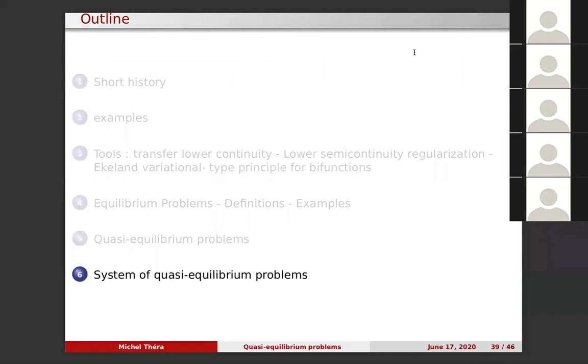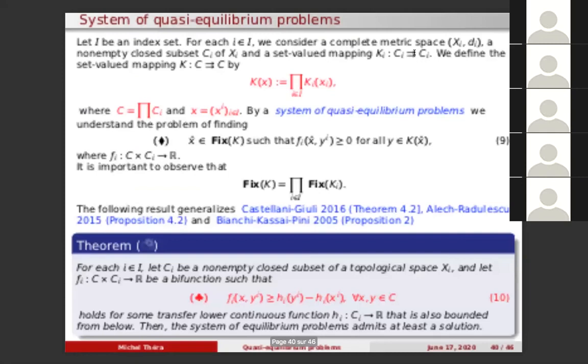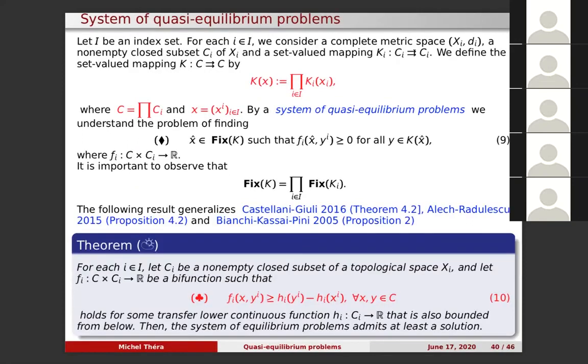And finally, I will finish with systems of quasi-equilibrium problems. Now, if I is an index set, we consider a complete metric space X, a non-empty family indexed by I of non-empty closed subsets Ci, a family of set-valued mappings Ki from Ci to Ci, and we define the set-valued mapping K from C to C by setting K of x as the product of the Ki of xi. C is the product of the Ci, and x is equal to the (xi).